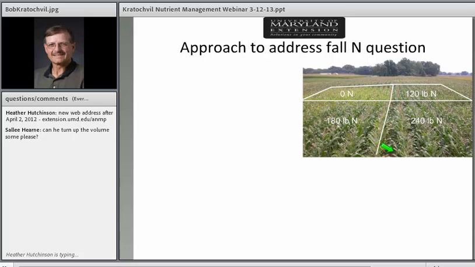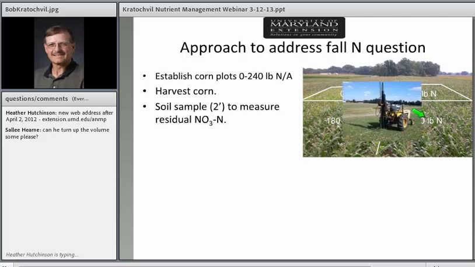All right, so what approach was taken to addressing this fall nitrogen question? Well, we started again with corn. We established corn plots that got 4 different rates of nitrogen, and you can see them in this picture here. We had a 0 nitrogen treatment, 120 pounds, 180 pounds, and 240 pounds. We then harvested the corn. Immediately after completing harvest, we sampled within each of those fertilizer treatments the soil to a 2-foot depth and measured residual nitrogen.